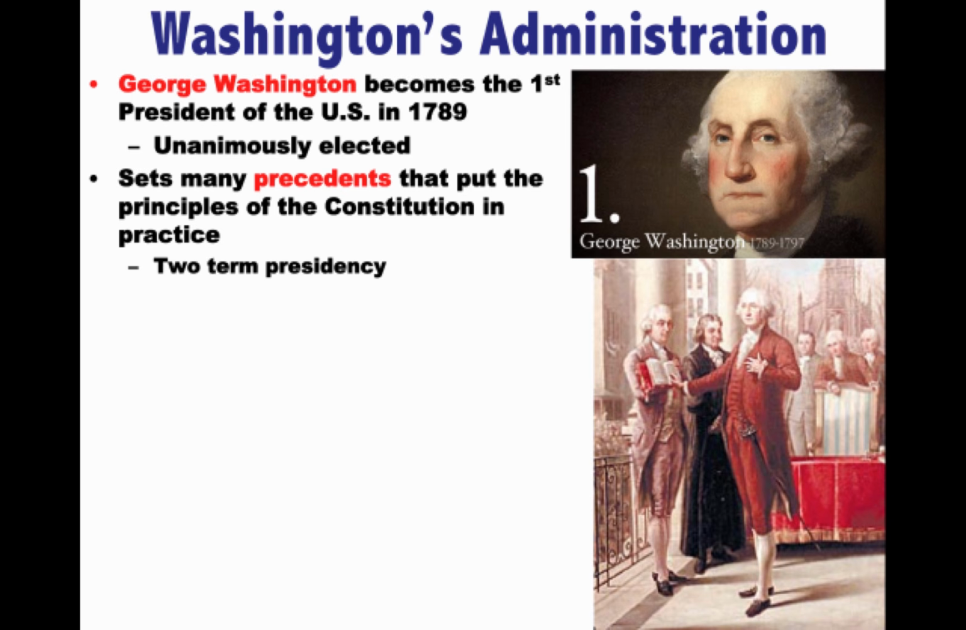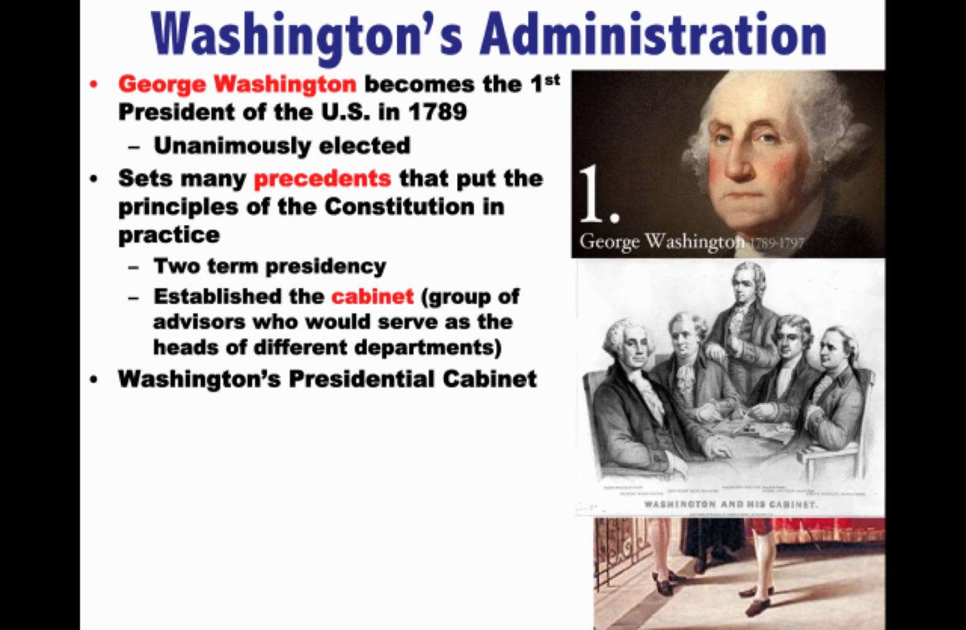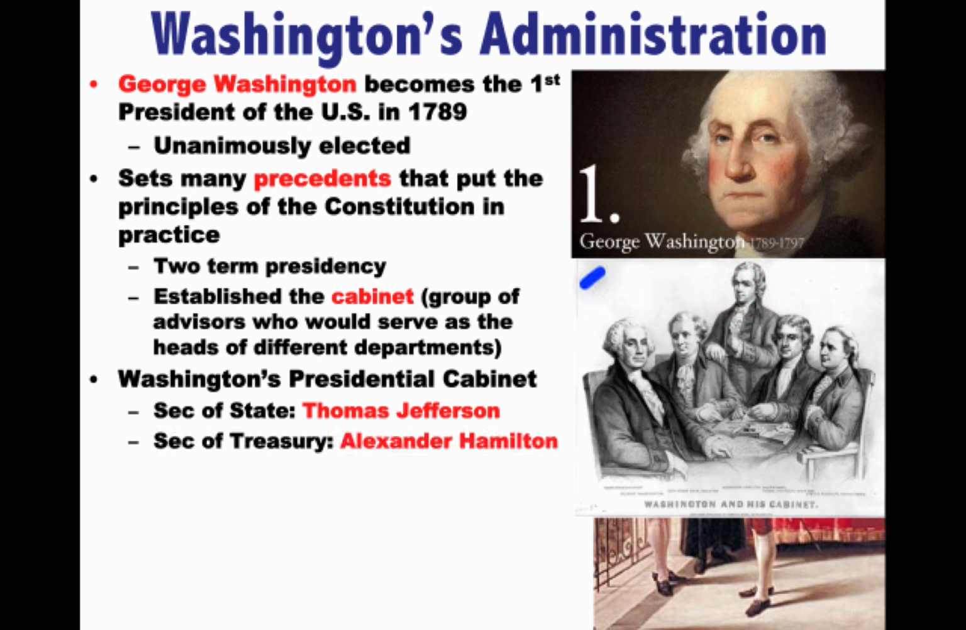He does only serve a two-term presidency, which everyone up until Franklin Roosevelt will follow, and then they'll change the Constitution. He established the cabinet, which is his group of advisors who would serve as the heads of different departments. And Washington's cabinet is filled with some all-stars, and you should know them. Secretary of State Thomas Jefferson, he eventually will become the political opposition and become the head of the rival political party to the Federalists. Secretary of the Treasury, who's going to play a huge role in the new nation, Alexander Hamilton, and you got some others in there, such as Secretary of War, Henry Knox.